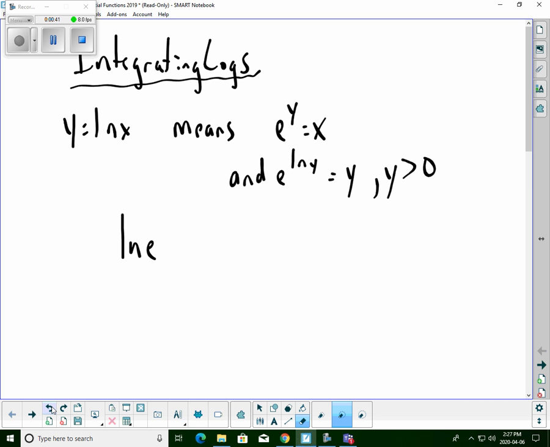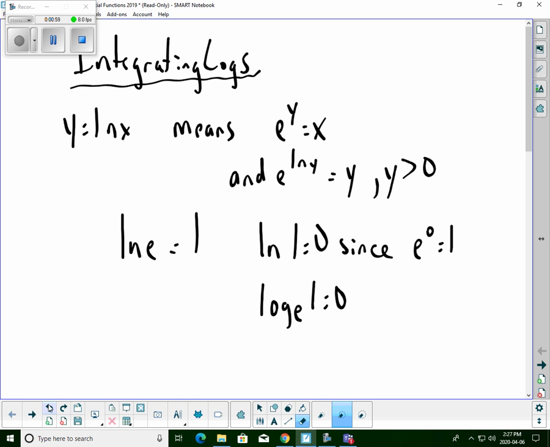So if ln and e are inverses of each other, that means if we just multiply them, they must equal 1. And then if we have the natural log of 1, it's actually equal to 0. And how do we know that to be true? Because anything to the 0 exponent is equal to 1. And e to the 0 is 1, so there we go. So if we have log with the base e of 1, it's equal to 0.